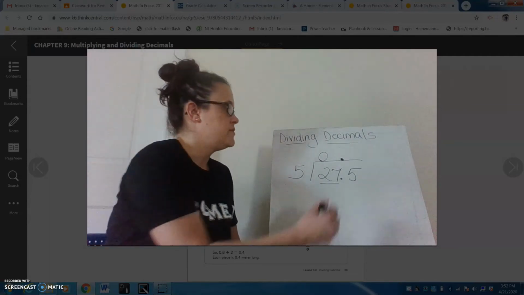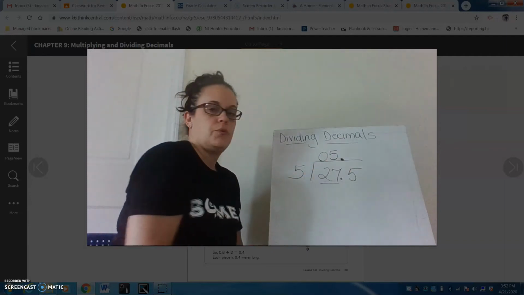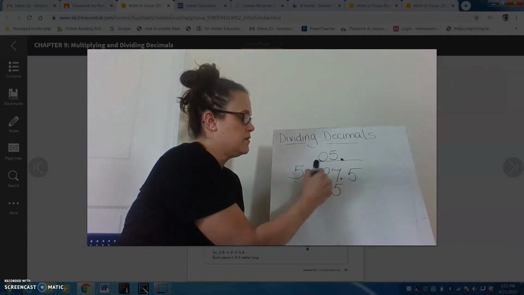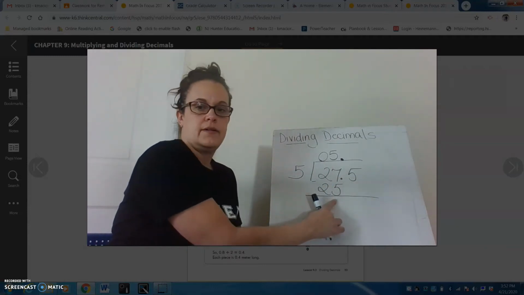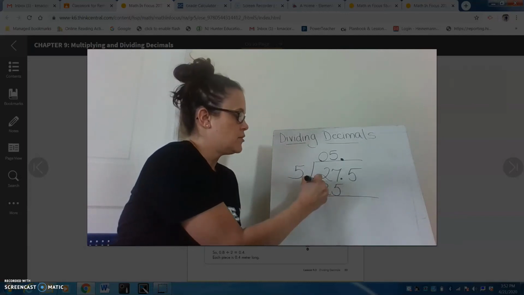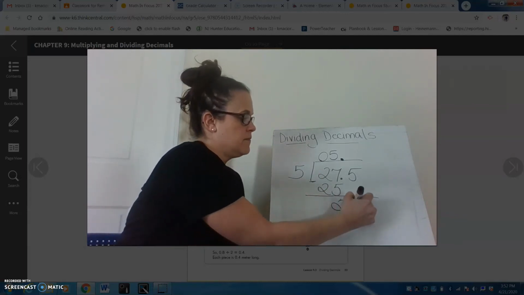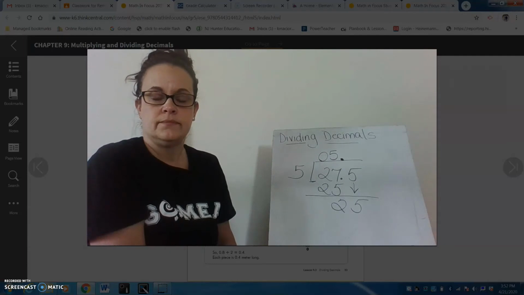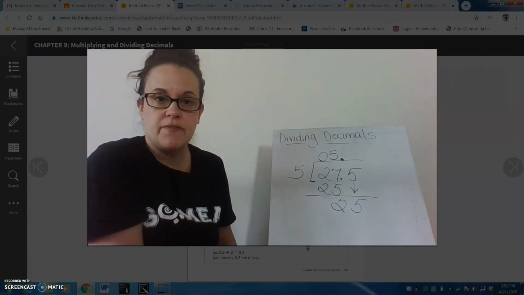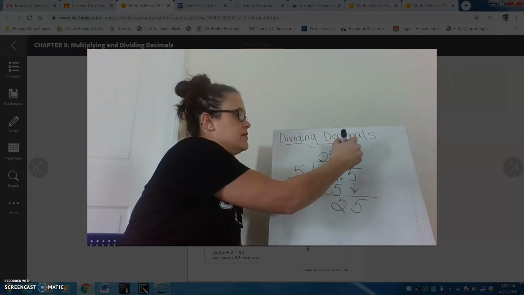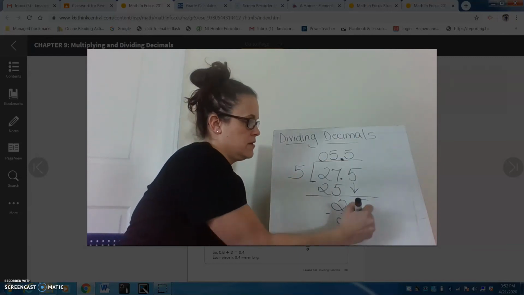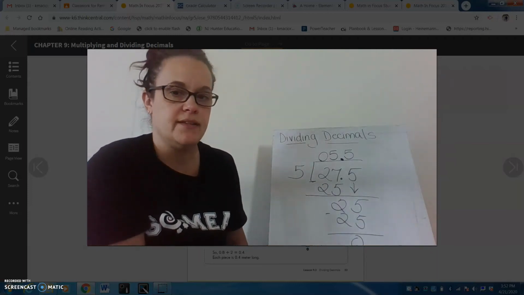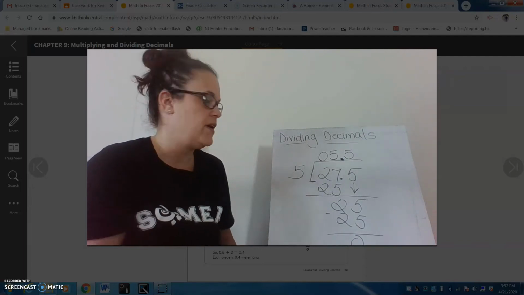I know 5 times 5 is 25. So I would put my 5 in the quotient. And 5 times 5 is actually 25. Not enough to equal 27, but close enough. And I'll subtract that, find the difference. That's a 2, and I bring the 5 down. And now I have, again, how many groups of 5 fit into 25? Well, I already have that answer because it helped me before. So 27.5 or 27 5/10 divided by 5 is actually 5 5/10.